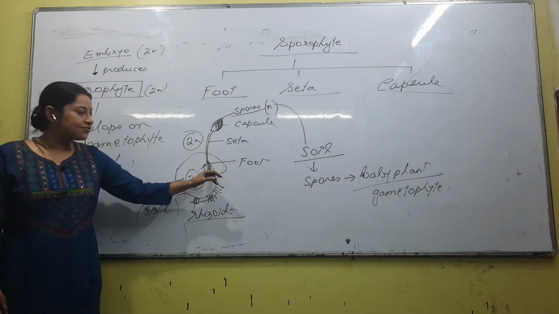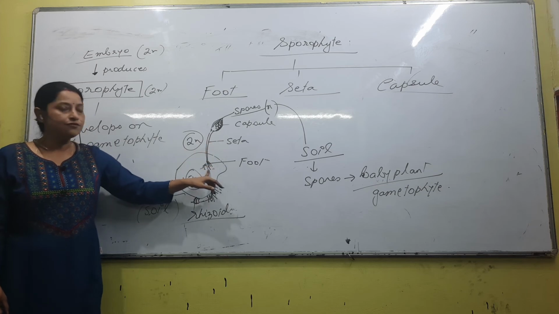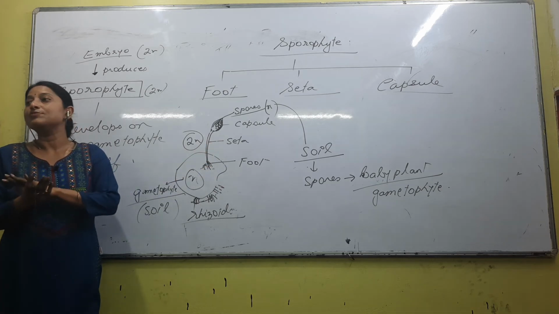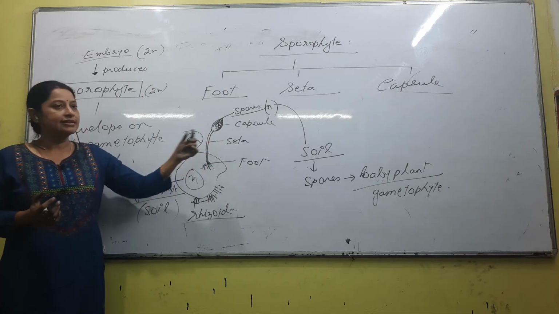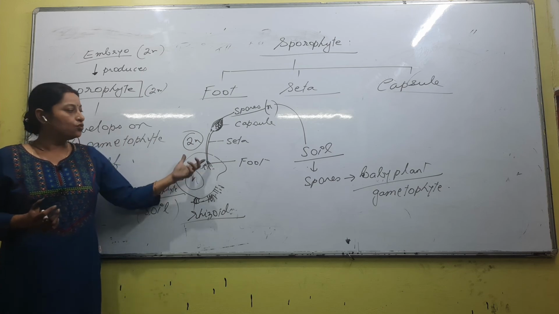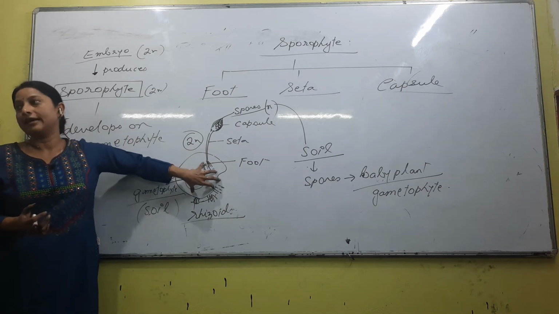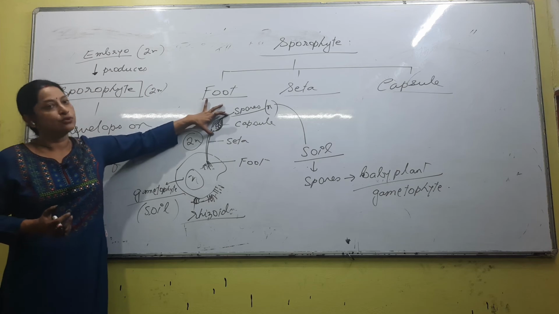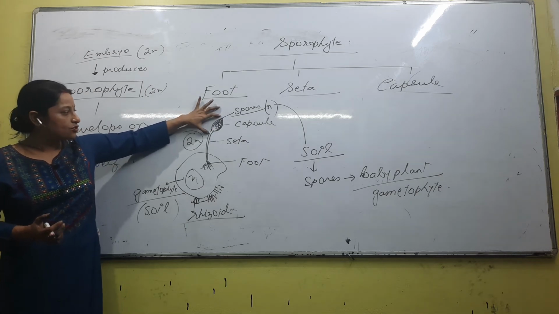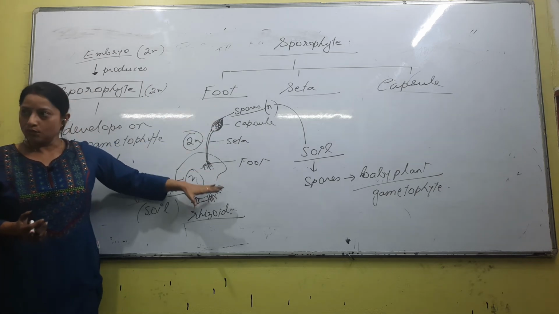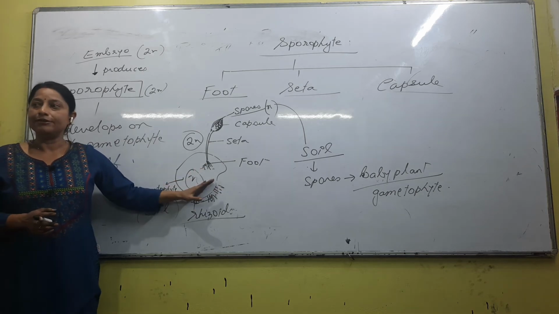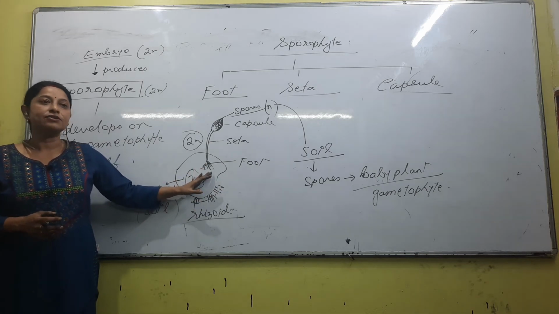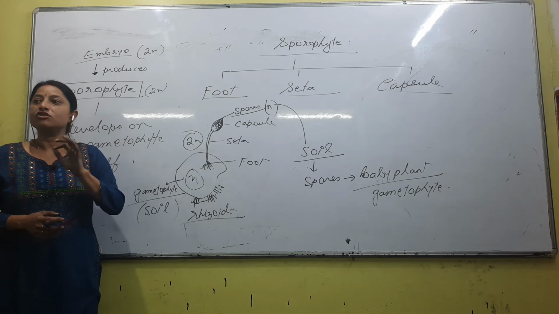So we have these structures, no? So what is the function of the foot? Its attachment. What is the function of the seta? Transport. Food, water, everything is dependent on the gametophyte, and ultimately this portion will grow. Since this portion takes the food, the water, everything from the gametophyte, so we use a word that is called as totally dependent on the gametophyte.